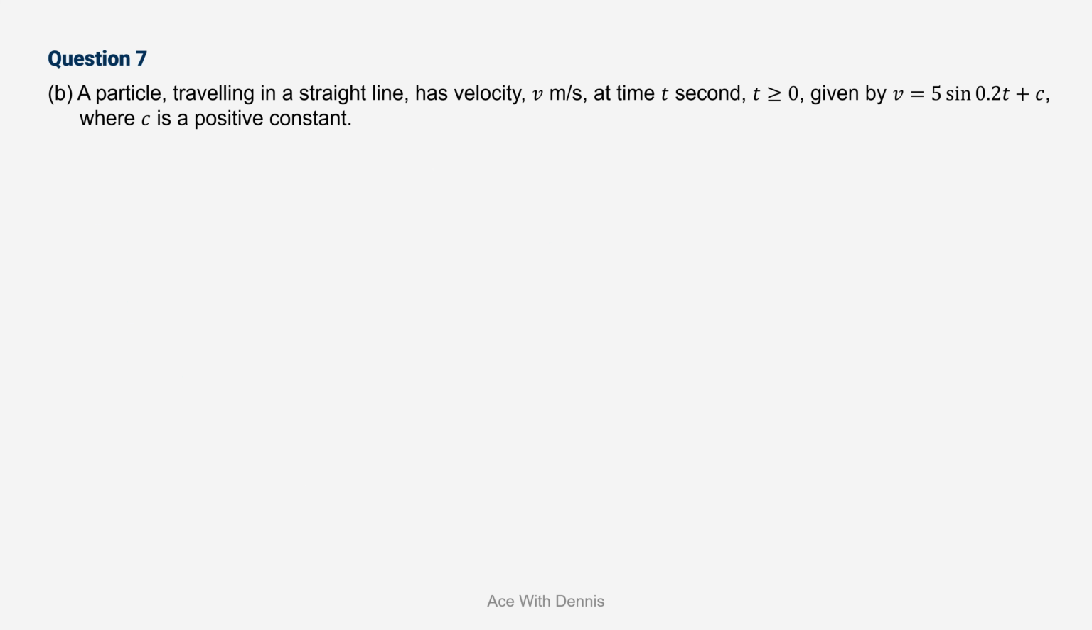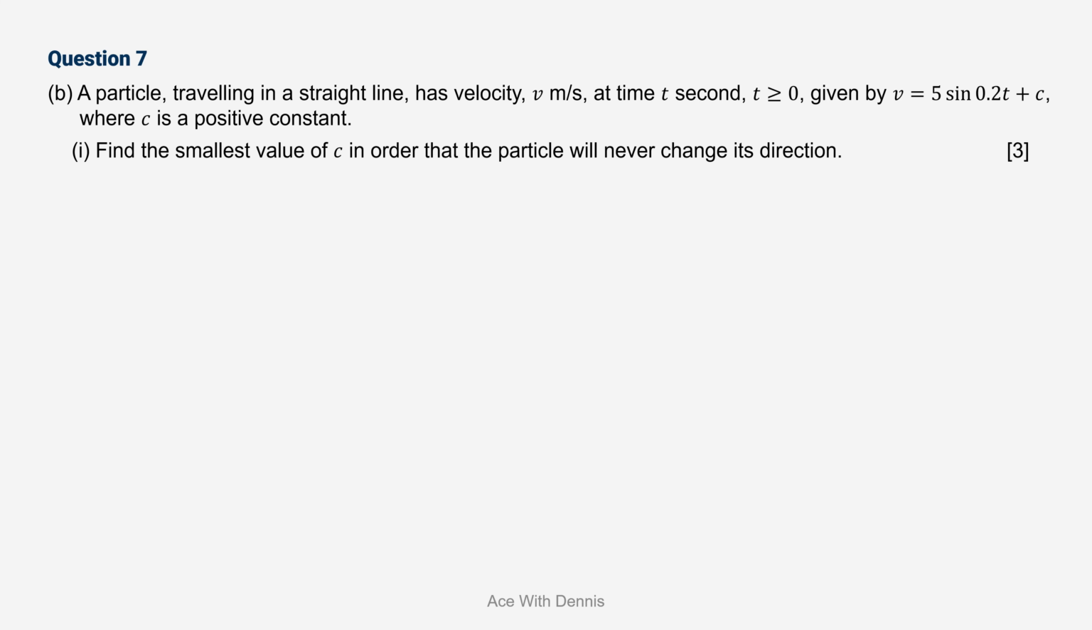B. A particle travels in a straight line and has velocity v meters per second at time t seconds, where t is greater than or equal to 0, given by the equation v equals 5 sine 0.2t plus c, where c is a positive constant. 1. Find the smallest value of c in order that the particle will never change its direction. 3 marks. So here is the solution.